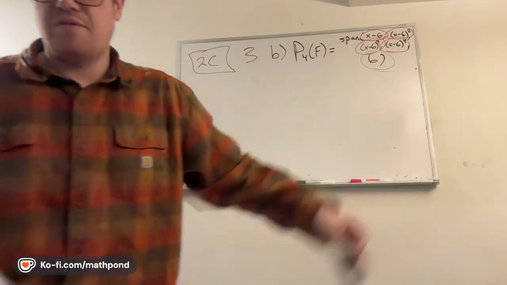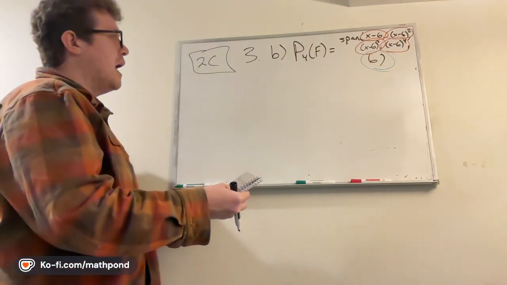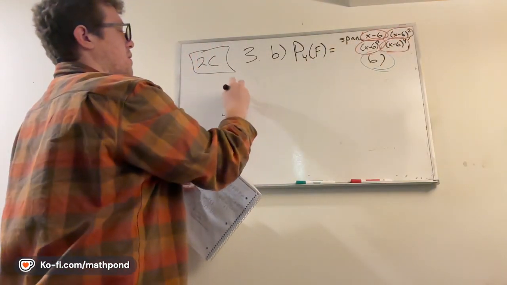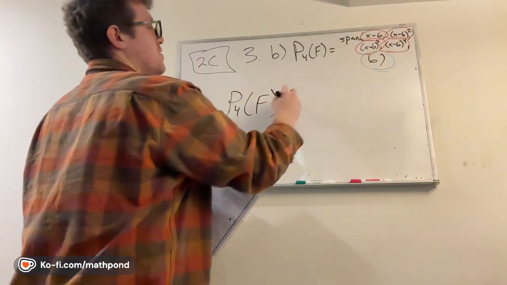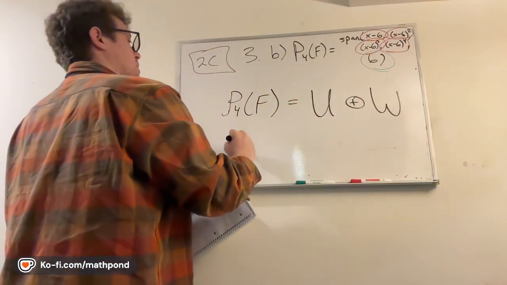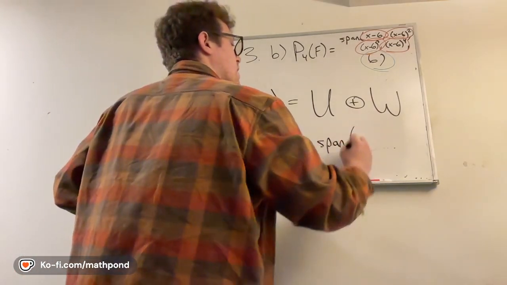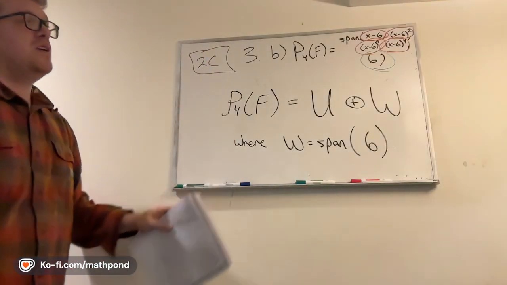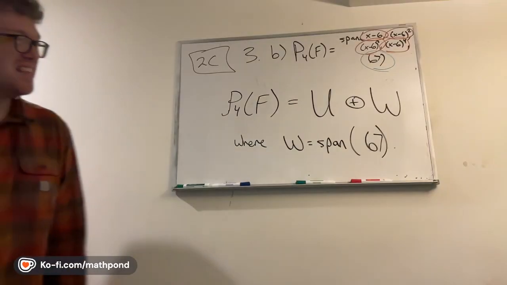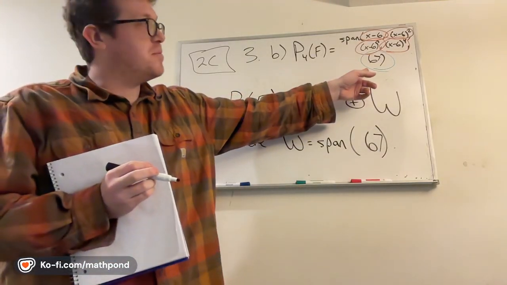Okay, and then just to finish up what we had. So now, yeah, span of these is u, and we can write now P4 of F as a direct sum of u, direct sum w, where w is the span of the polynomial 6. Or I guess it could be 67. But yeah, you can just pick any non-zero number there. It doesn't really matter. It can be any constant polynomial. Let's just leave it at 6.